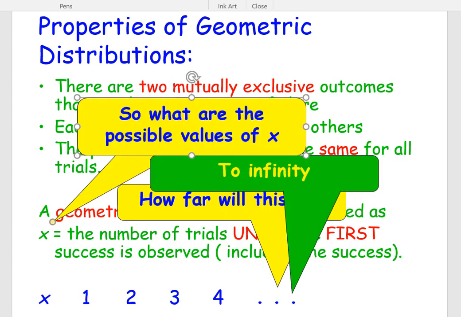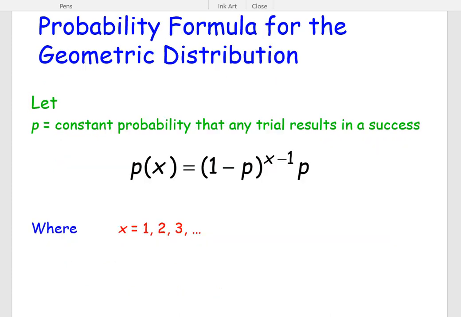And of course, those possible values of x always start at 1. 0 is not a possibility in the geometric distribution. So our formula is simply (1 minus p) to the power of x minus 1, times p. This p is the probability of a success. And (1 minus p) to the x minus 1 is the probability of having x minus 1 failures before that success.